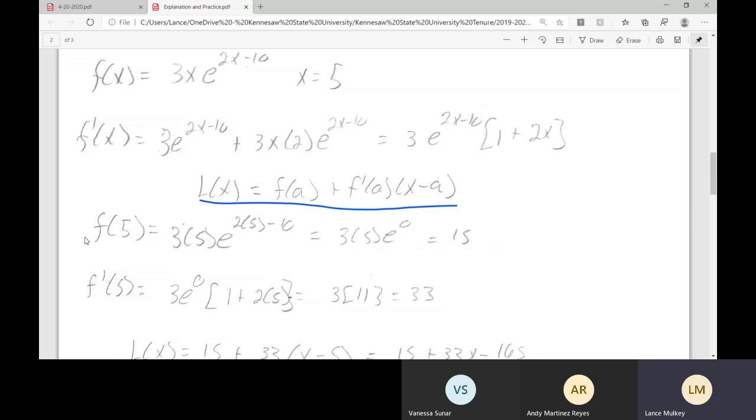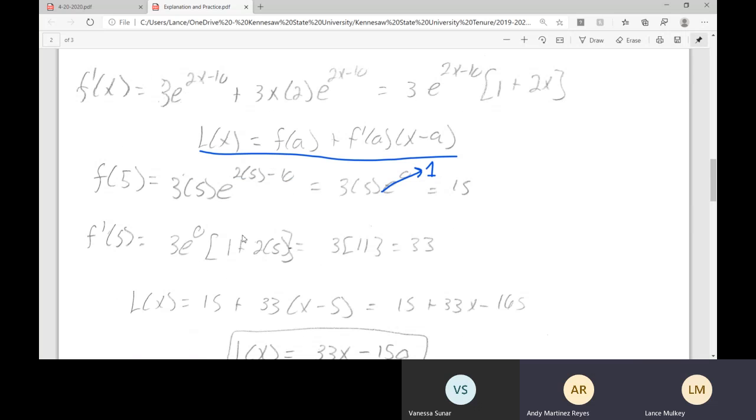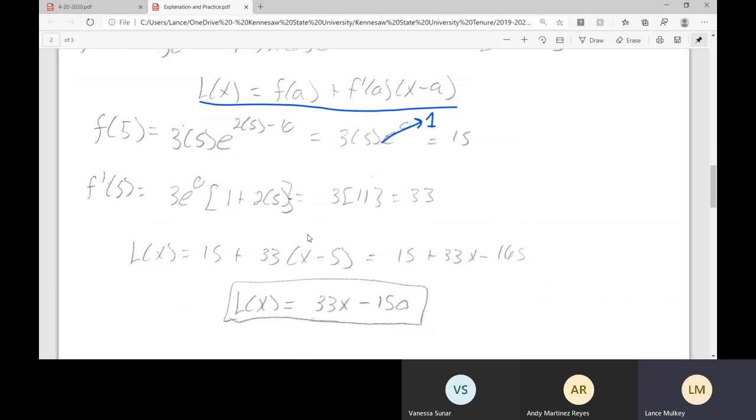I did f of 5, which is 15. You just plug in 5 to the original equation. This goes to 0, so e to the 0 equals 1. And you found the derivative up here: e to the 0 times 1 plus 2 times 5, which is 3 times 11, which is 33. So you plug in f of a, 15, plus f prime of a, 33, times x minus a. a is 5. So you get 15 plus 33x minus 165, and it simplifies to this.